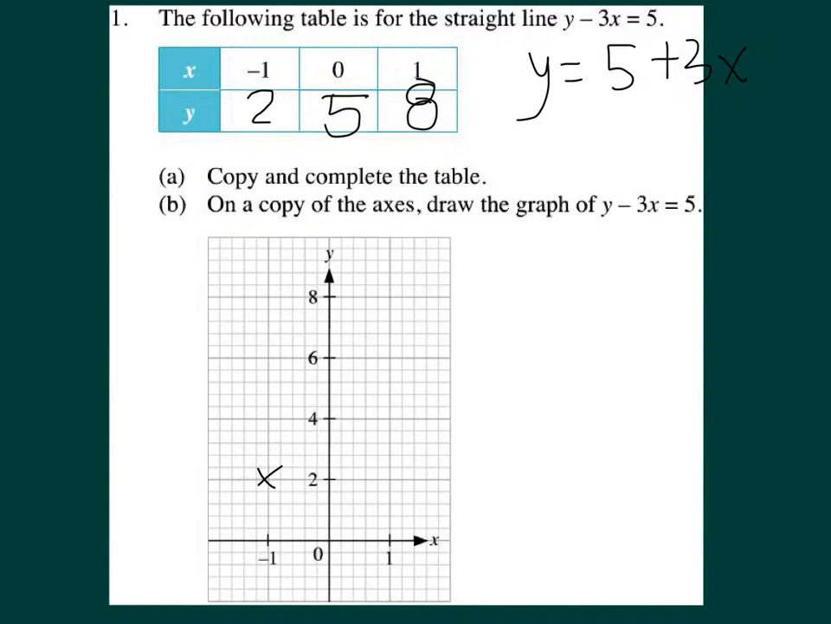Stop me if you don't get it. Then next one is 0 and 5. 5 is the middle of 4 and 6. Can you see? 0, 5. So it's here. Next one is 1 and 8, right? So 1 and 8. So we'll mark it there.